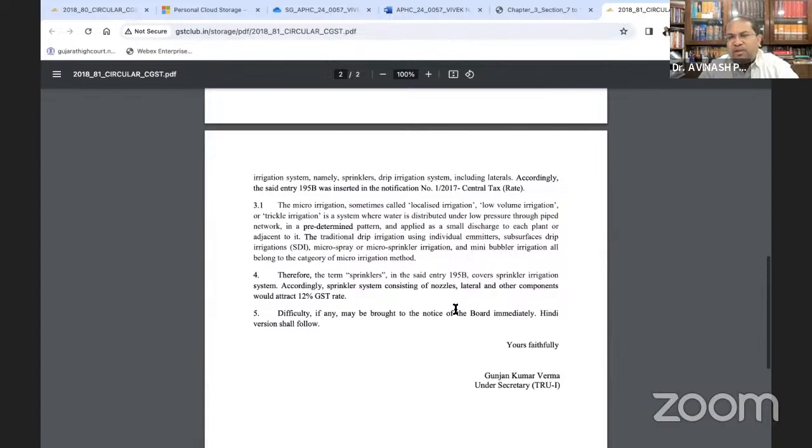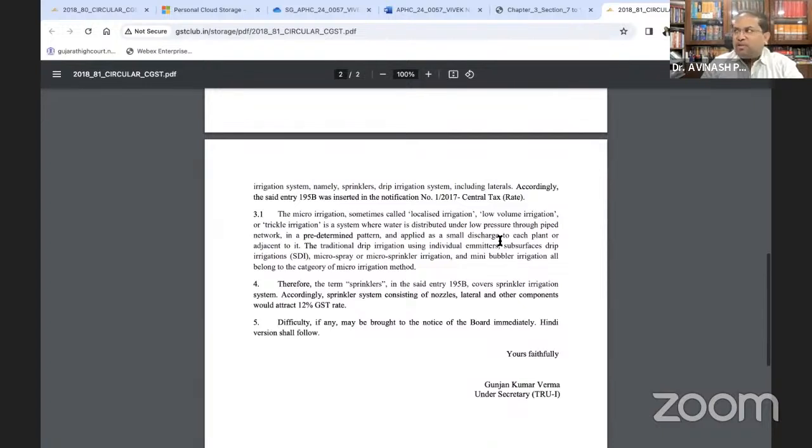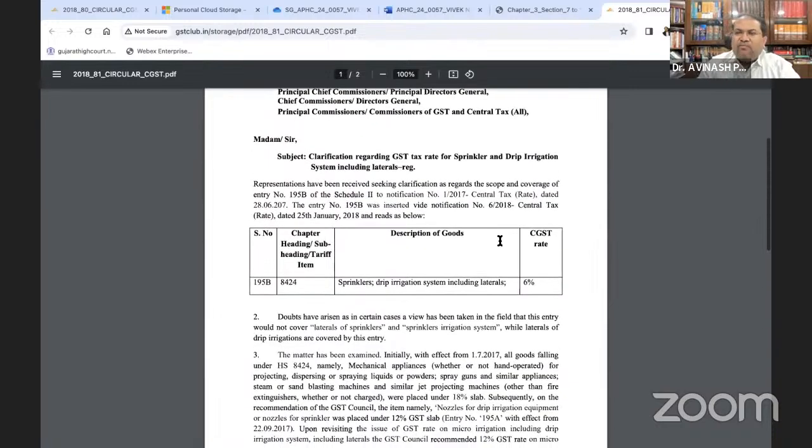The traditional drip irrigation using individual emitters, subsurface drip irrigation, micro spray or micro sprinkler irrigation, and mini bubbler irrigation all belong to the category of micro irrigation method. Therefore, the term sprinklers in the said entry 195B covers a sprinkler irrigation system. Accordingly, sprinkler irrigation system consisting of nozzles, lateral, and other components would attract 12% rate. So therefore, the clarification came that the rate which will be applicable will be 12% and not the 18%. So the entry 195B is not only limited to drip irrigation system, including laterals, but it also covers laterals which are for sprinklers. So sprinkler laterals and sprinkler irrigation system, both are covered, and therefore the rate would be 12%.